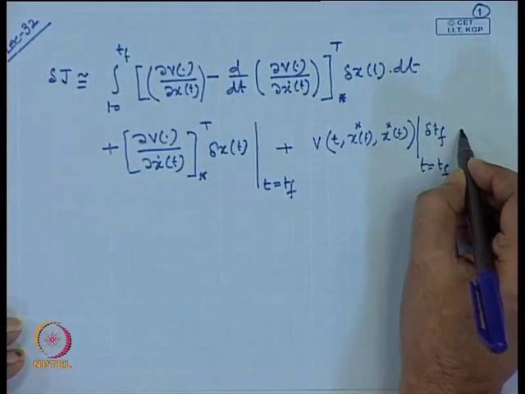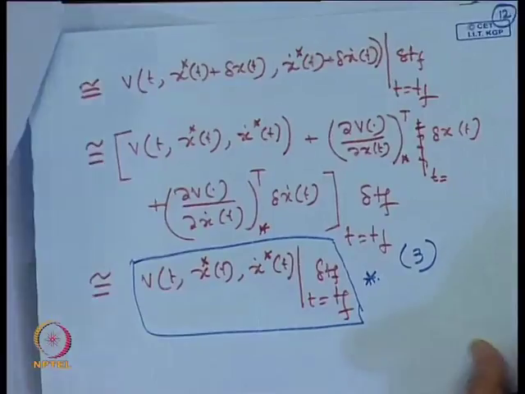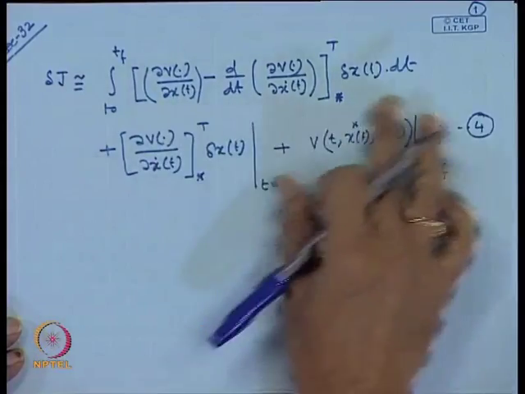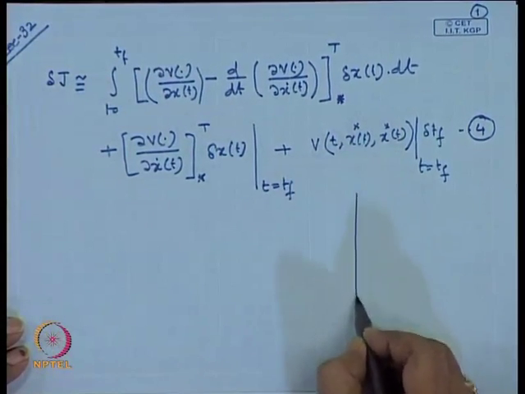Then next, let us call this equation number 4. We have considered up to equation number 3, the last equation we have done. So, this is equation number 4. Now, look at this expression. We have to use this lemma.